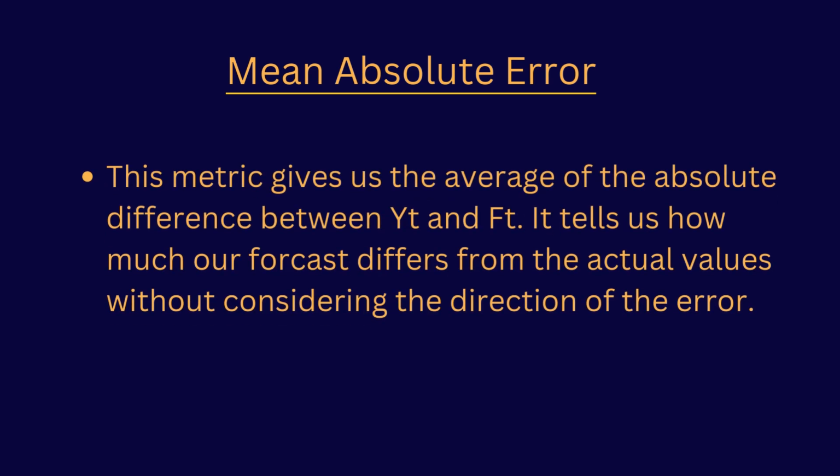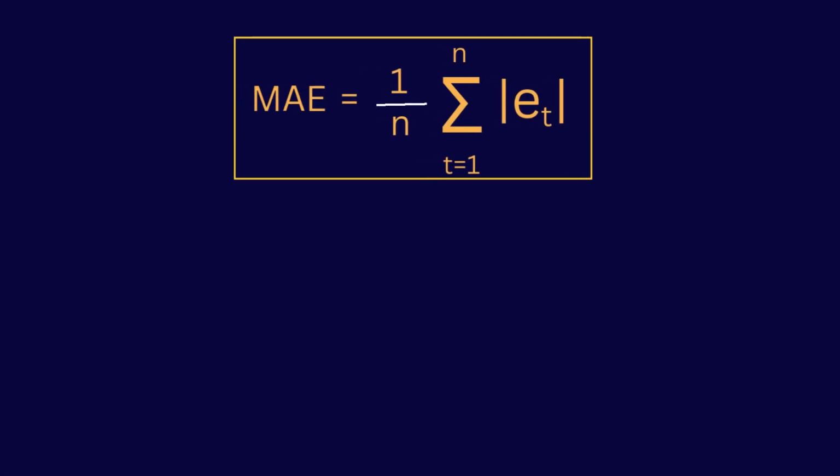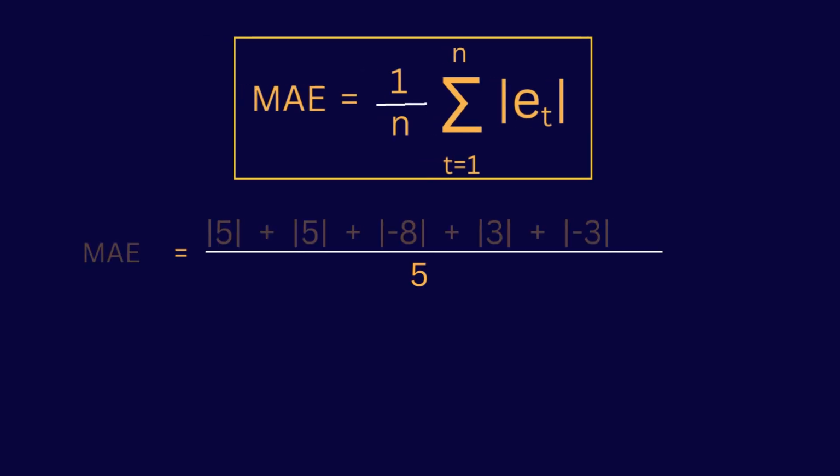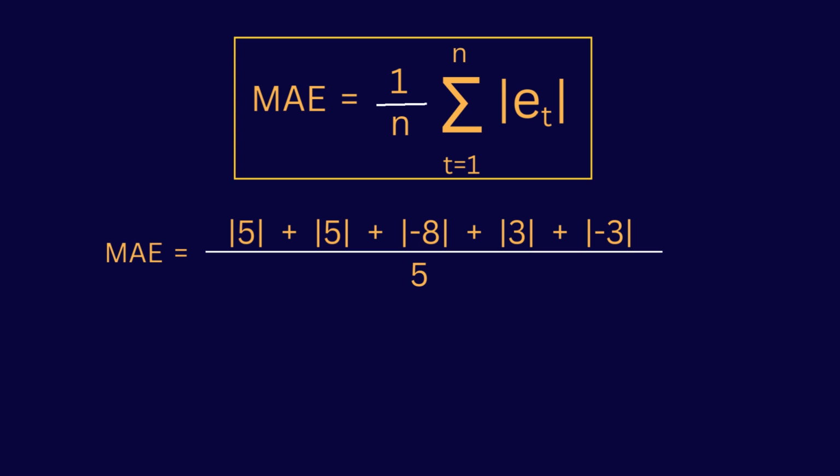Now let's calculate the mean absolute error, MAE. This metric gives us the average of the absolute differences between YT and FT. It tells us how much our forecast differs from the actual values without considering the direction of the error. So this is the formula for MAE. We will take the absolute value of each error and then find the average.